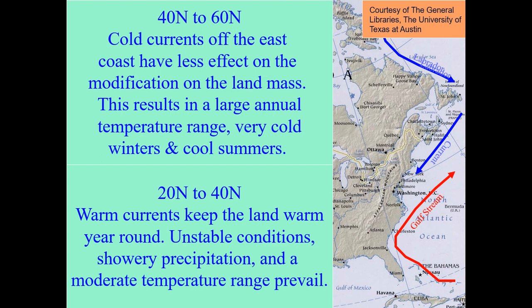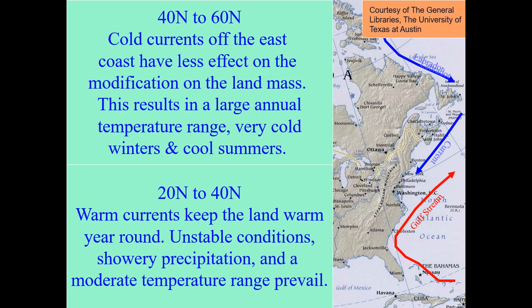So if I'm between 20 and 40 degrees north latitude, places like Jacksonville, Florida, Charleston, South Carolina, locations like that. Norfolk, Virginia is in there. Just in general, the warm currents keep the land warm year-round. We have very unstable conditions, showery precipitation, and a moderate temperature range prevails throughout the course of the year.